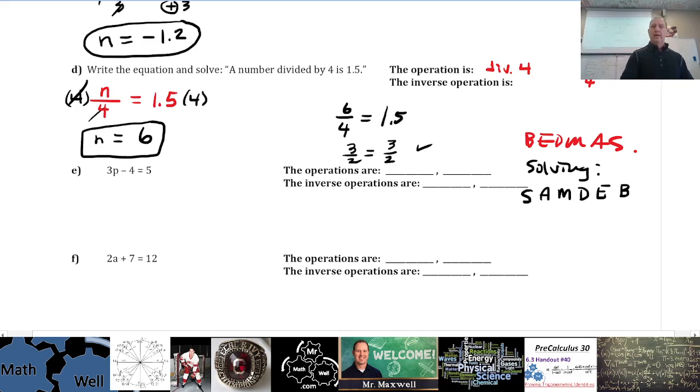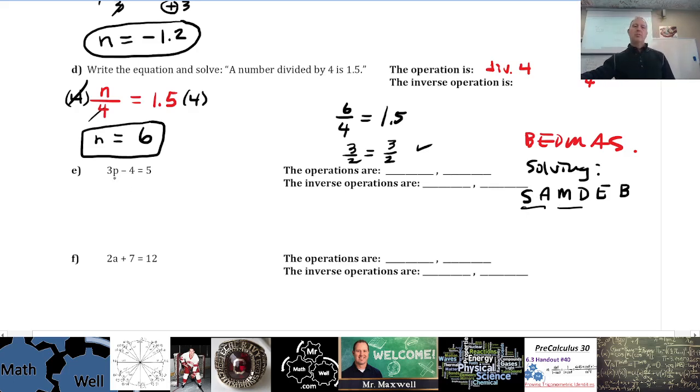SADMEB, BEDMAS. It doesn't roll off the tongue quite as easily as BEDMAS, but SADMEB. So when you're deconstructing a side, trying to pick out your variable, you work from left to right in reverse, or opposite, operation order. No problem. So we do subtraction or addition first.